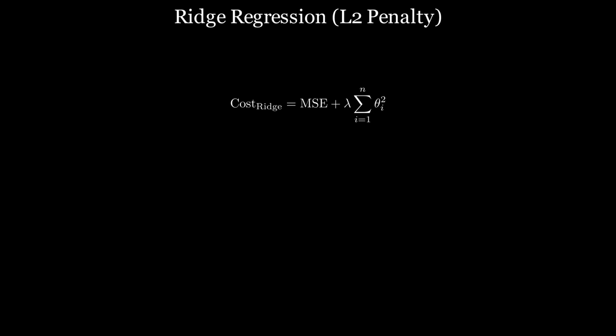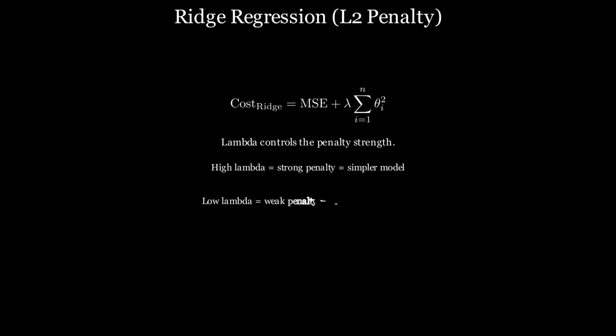Let's break it down. The first part, MSE, is the mean squared error, our measure of prediction accuracy. The second part is the L2 penalty. It's the sum of the square of every coefficient, multiplied by a value called lambda. Lambda is a knob we can tune. A high lambda means a strong penalty, forcing the model to be very simple. A low lambda means a weak penalty, allowing the model to be more complex.